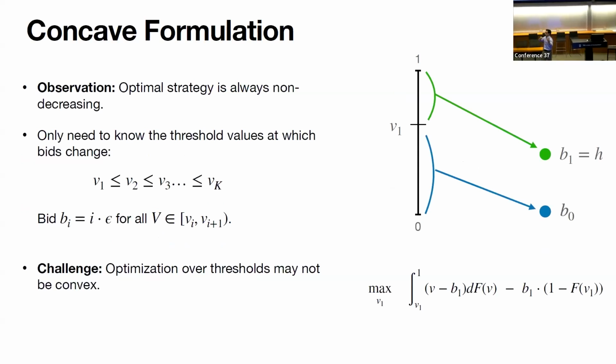A simple observation that has been made multiple times before is that in first price auctions, the higher your value, the higher your bid should be. So you don't really need to deal with this infinite dimensional object. All you need to figure out is at what values you should switch from a lower bid to a higher bid, which are the value thresholds. So at v_i, I should go from b_{i-1} to b_i. If I know all of the K thresholds at which I should switch, that completely determines the optimum strategy. So I can just optimize over these thresholds. The issue is, even though this brings us to finite dimensions, it's still a non-convex problem.